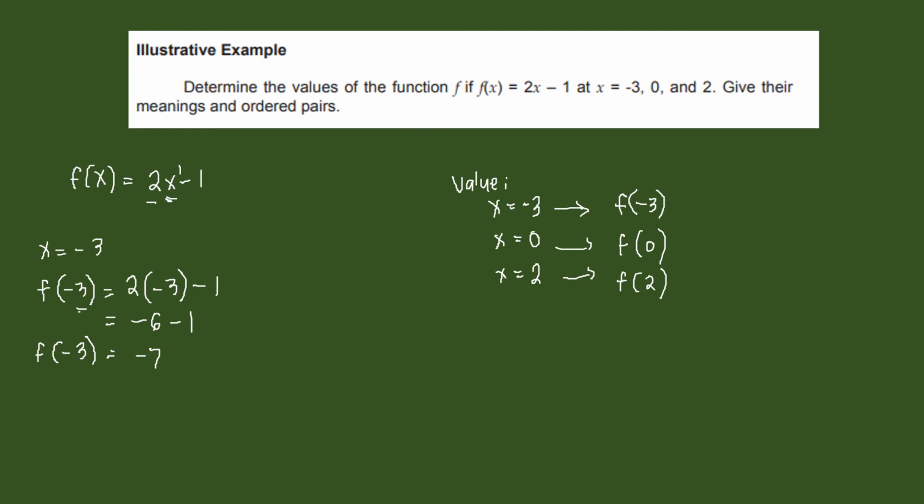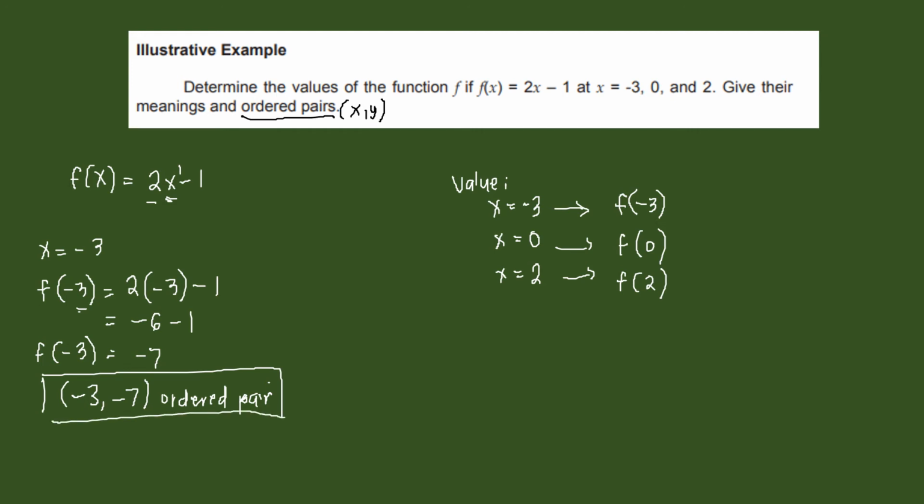Now, what do you mean by the ordered pair? We have learned that the ordered pair is the ordered pair (x, y): the value of x and its corresponding value of y in terms of the relation and functions that we have. So the ordered pair here is, the value of x is negative 3 and the value of y is negative 7. So this is now the ordered pair.